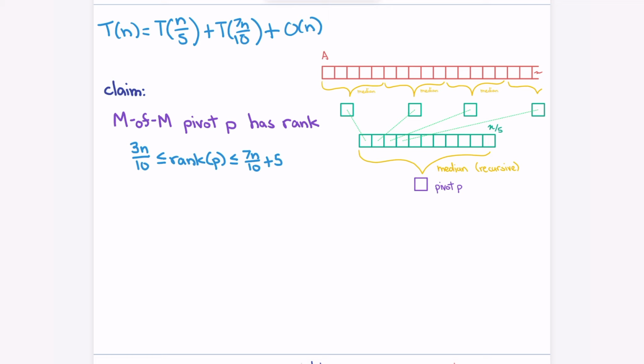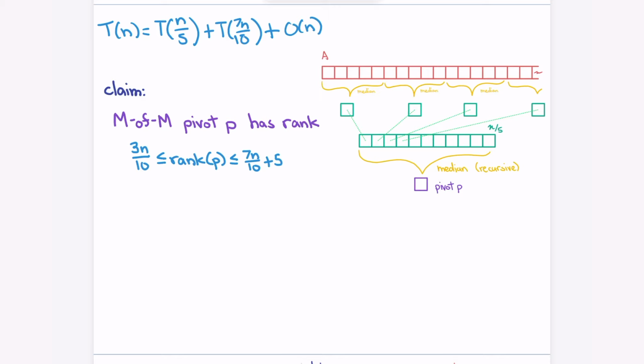Okay, so clearly 7/10 is smaller than 9/10. That's good, but something critical happened in particular. Yeah, so n/5, or 1/5, plus 7/10 is 9/10. So when we do that recurrence tree, we're going to get 9/10, and it's going to go down. Okay? So somehow this small tweak, and you can get a stronger approximate median, it's going to make a world of difference.